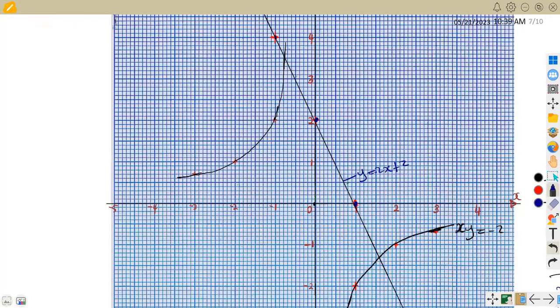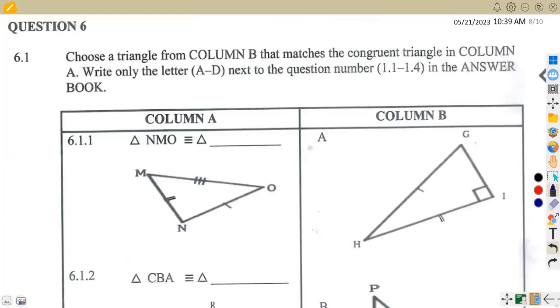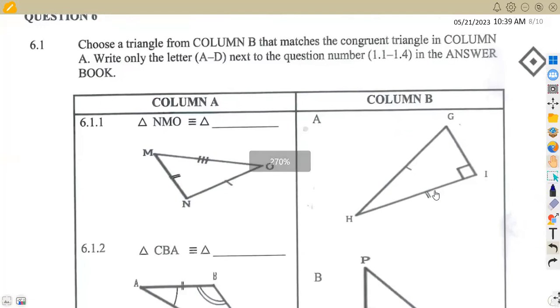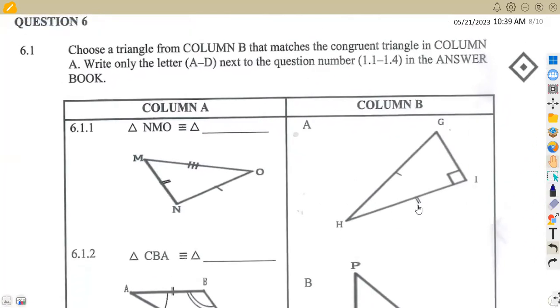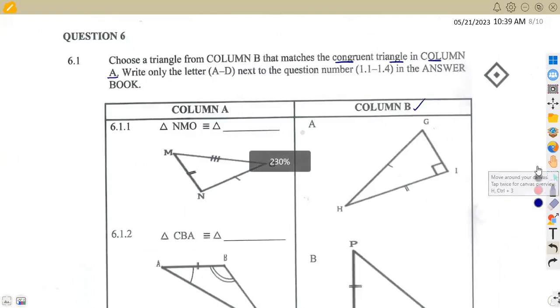All right, we move on to the other part of the question now, which is question number 6. On question number 6, we are given: choose a triangle from column B that matches, take note here, the congruent triangle in column A. So there's a triangle in column A which is going to be matched with the one in column B in terms of congruence, not similarity, but congruence. Okay, so let's check what we got in this part.